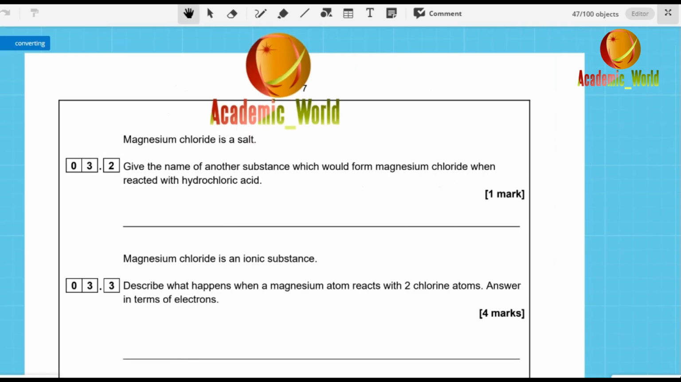Now the next one: magnesium chloride is a salt.